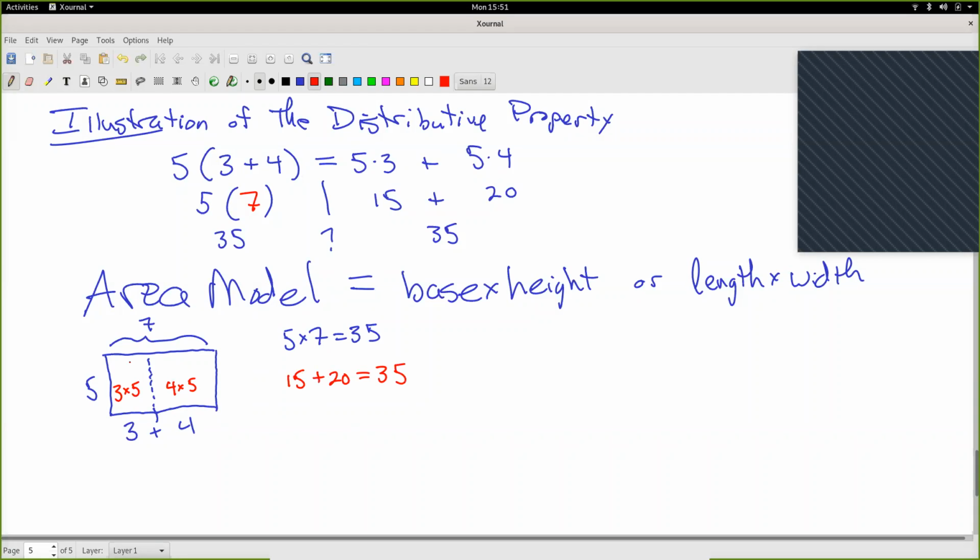And the bottom line is, it doesn't matter whether I view this as one room that's 7 across, or I have 3 across and 4 across, it's always 5 high. And that's the distributive model. And if I listed it the other way, it doesn't matter, it's just the widths are the same.